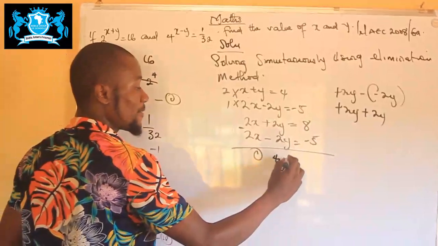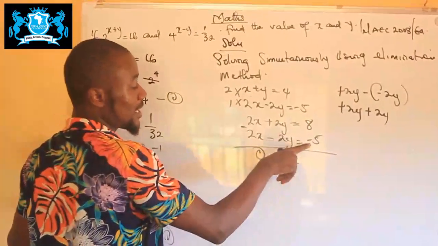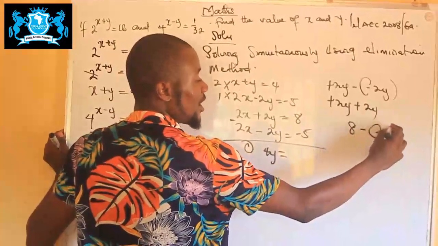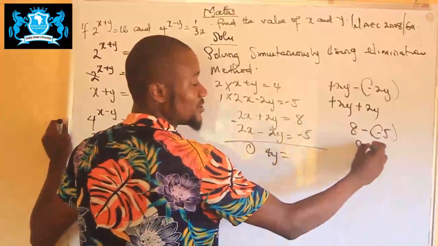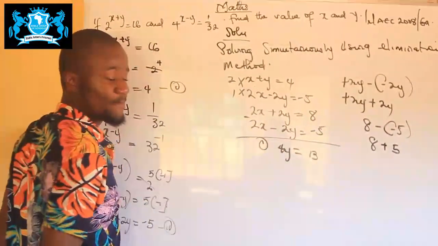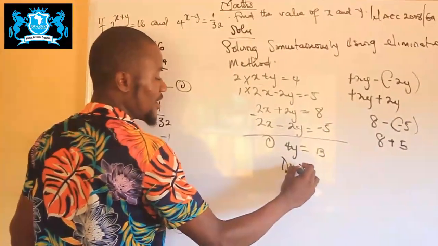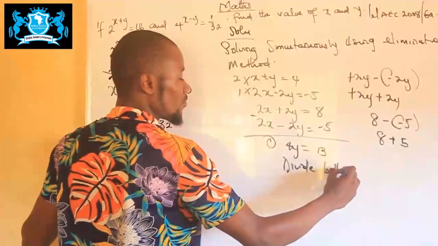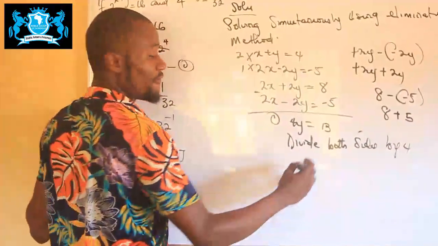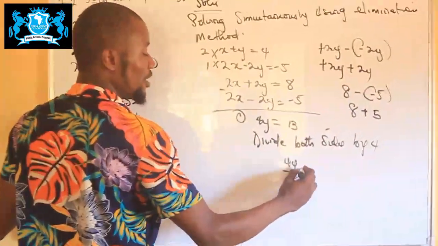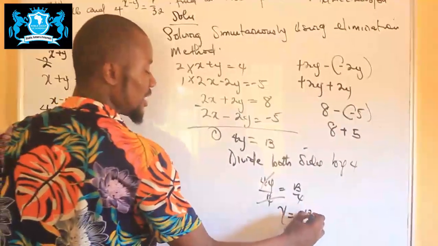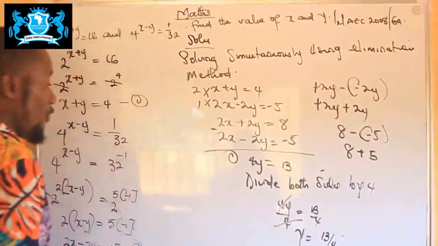is 4y is equals to, minus times minus here, you now have 8 minus 5. 8 minus minus is plus 5. So 8 plus 5 is now giving you 13. You can divide both sides by 4. So you have 4y over 4 is equals to 13 over 4. So when you divide, your y is equals to 13 over 4.